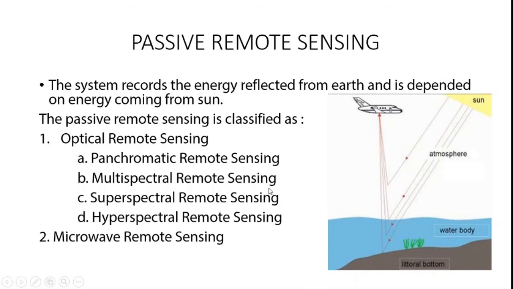Next is passive remote sensing. Passive remote sensing is used by capturing the reflected energy which comes from the sun. That is, natural radiations that are emitted from the sun are reflected or refracted on an object, and then captured by the sensor. Passive remote sensing is classified into two types, that is optical remote sensing and microwave remote sensing. And further, optical remote sensing is classified into panchromatic, multispectral, superspectral and hyperspectral.